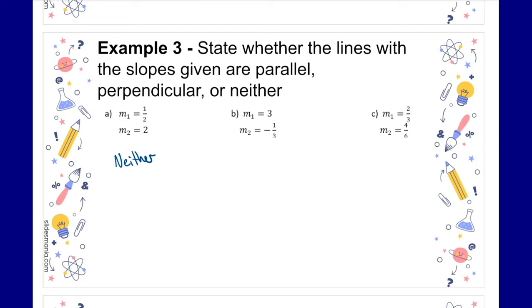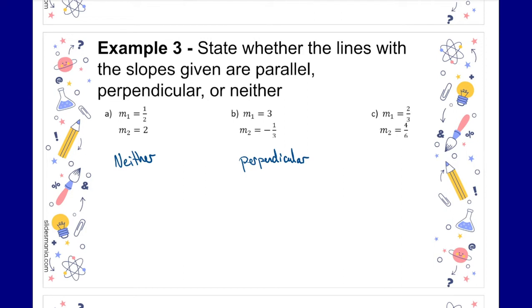For the second pair, 3 and negative 1 over 3, in this case, they are flipped. So they're flipped from each other, and one is positive and one is negative. So this means that they are perpendicular in this case. So hopefully you can see the difference between A and B, and why one is perpendicular and one is considered neither.